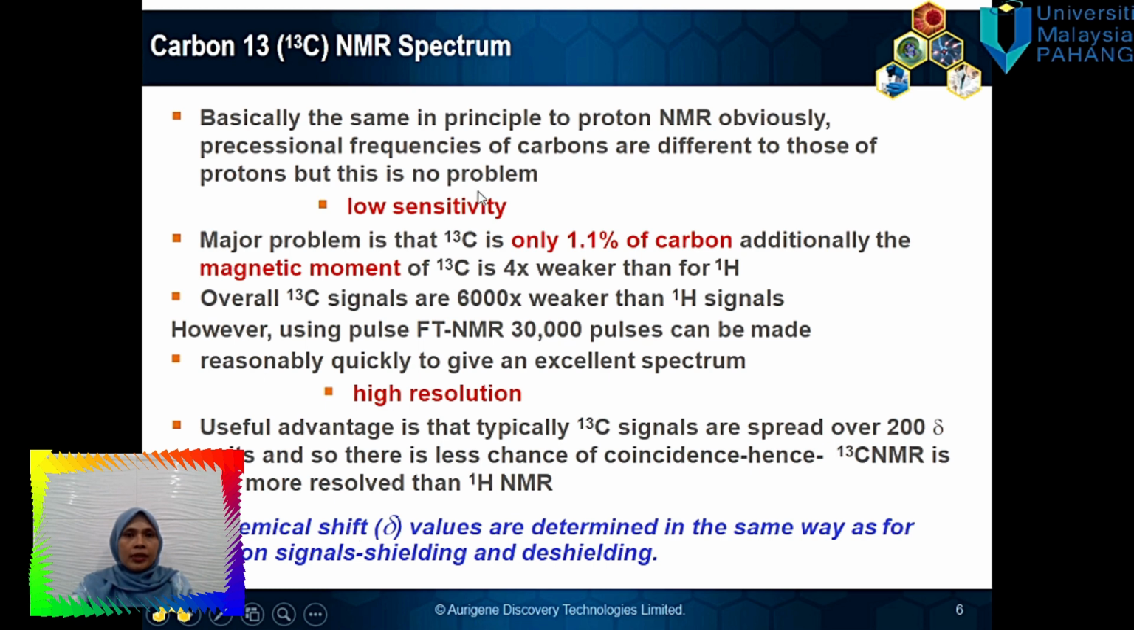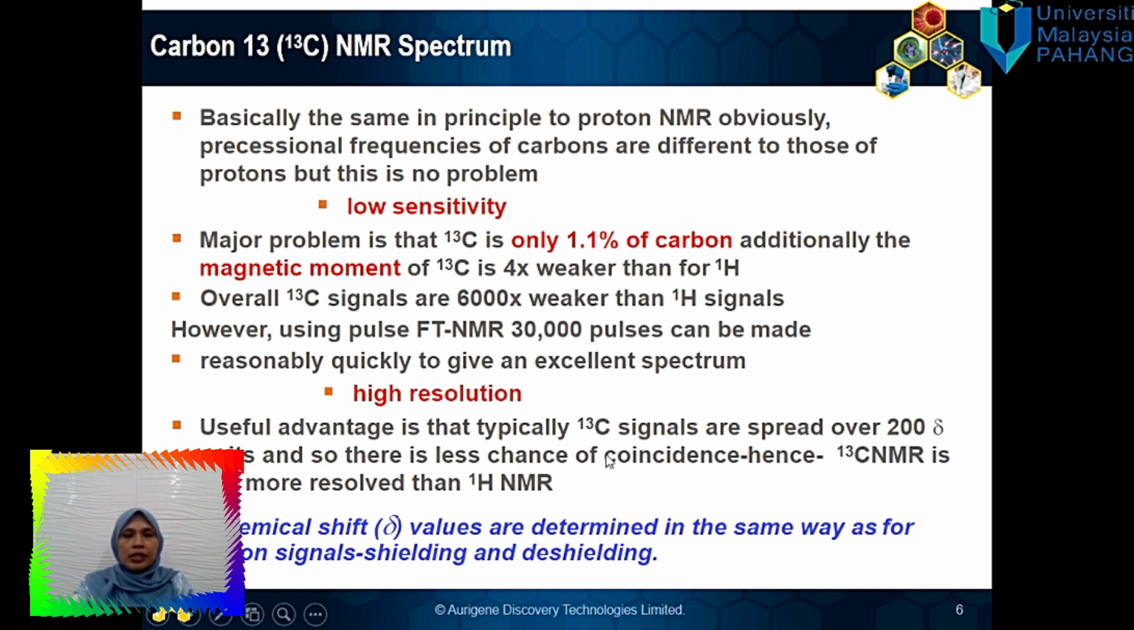The basic principle for C13 is the same, but it has low sensitivity. Why? Because only 1.1% of C13 is present naturally, and the magnetic moment of C13 is 4 times weaker than proton H. That's why the signal for C13 is 6,000 times weaker than the signal for the proton H. That's why Fourier transform NMR with 30,000 pulses is used, so it can give higher resolution.